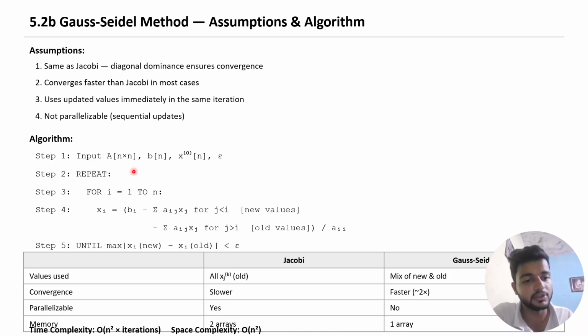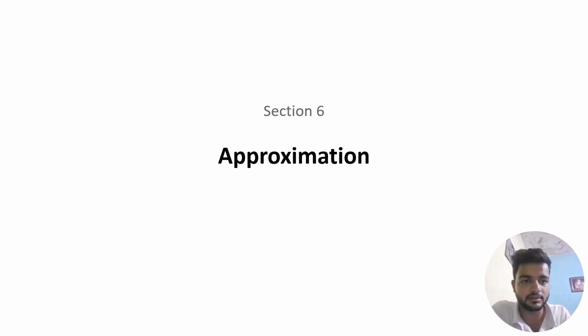Step 1 will take inputs: A, an n cross n matrix, and B, an n vector. Repeat. We'll start a loop 1 to n, then perform and assign this value to x. Step 5, until we get the maximum value of xi new minus xi old less than e. We'll iterate it. Time complexity is n square into iterations.